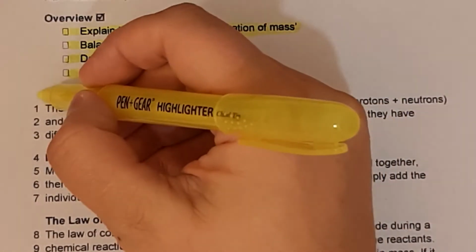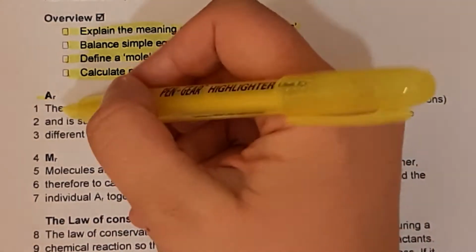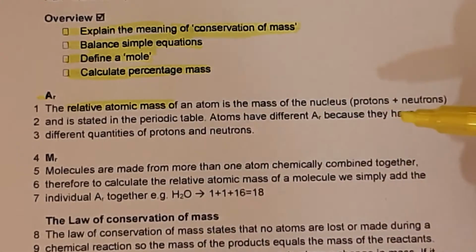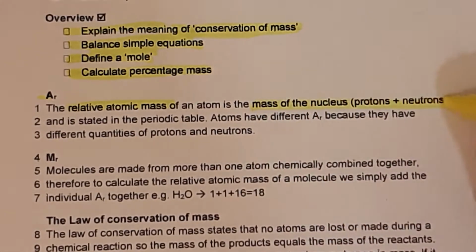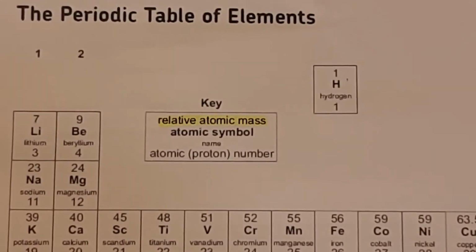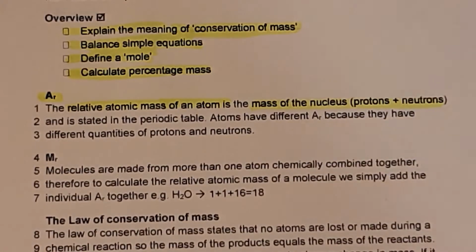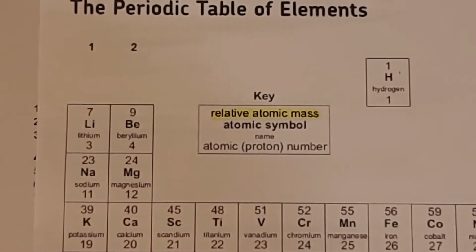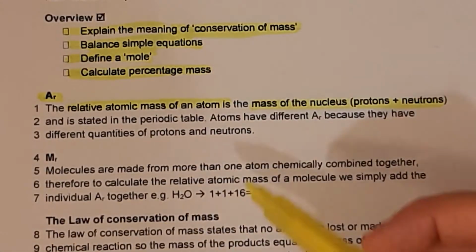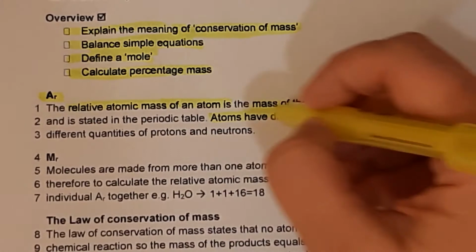Okay, so the relative atomic mass, and you may already have these highlighted because we did this previously. The relative atomic mass of an atom is the mass of the nucleus, which is the protons and neutrons. And it's stated in the periodic table as shown here, highlighted. So it's the top numbers, such as 7 for lithium and 9 for beryllium. And it's not always the top numbers, but it's always the largest of the 2 numbers. Atoms have different relative atomic masses because they have different numbers of protons and neutrons.